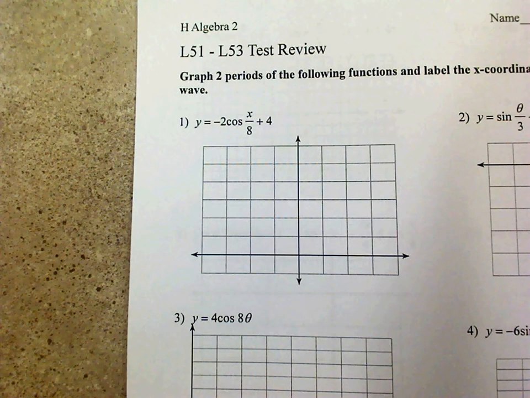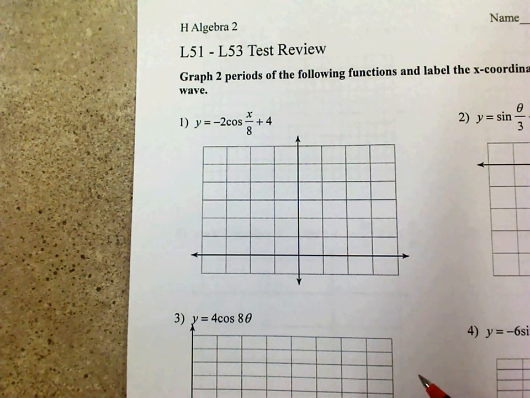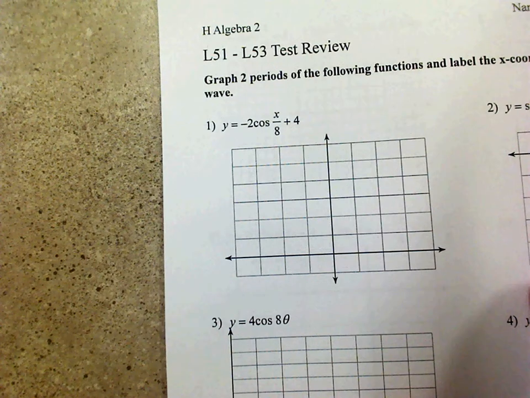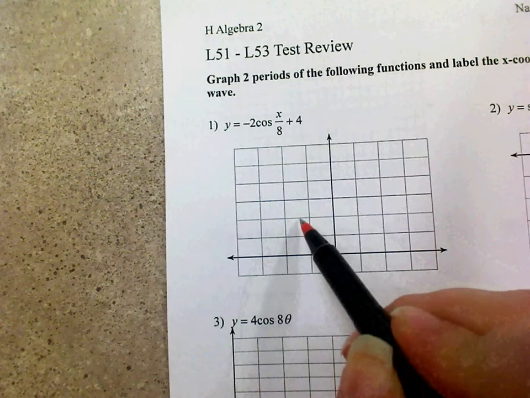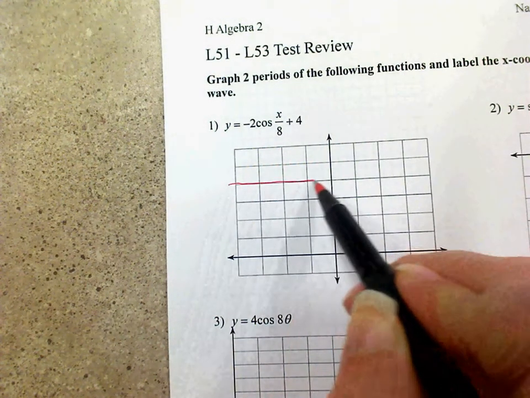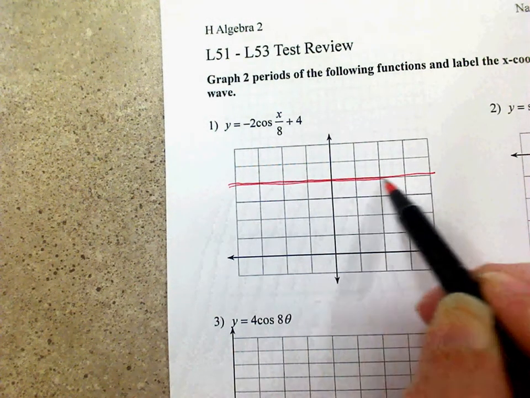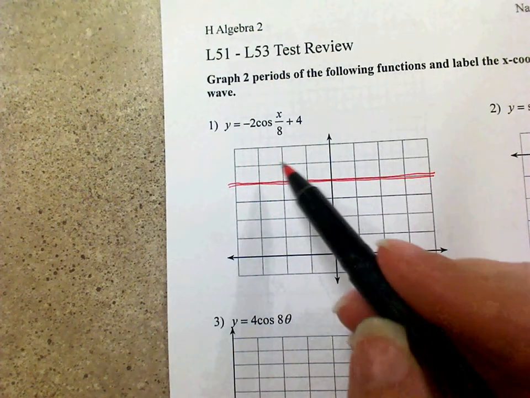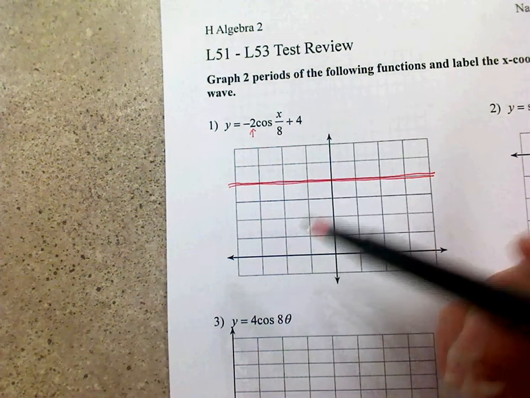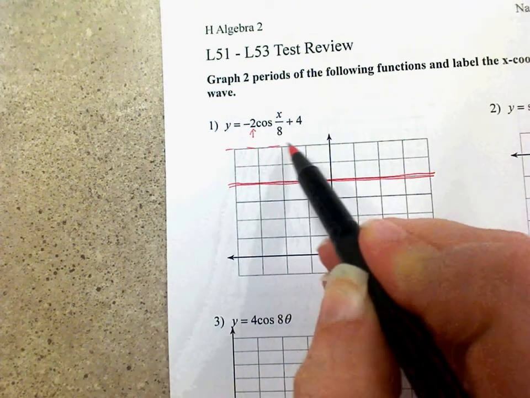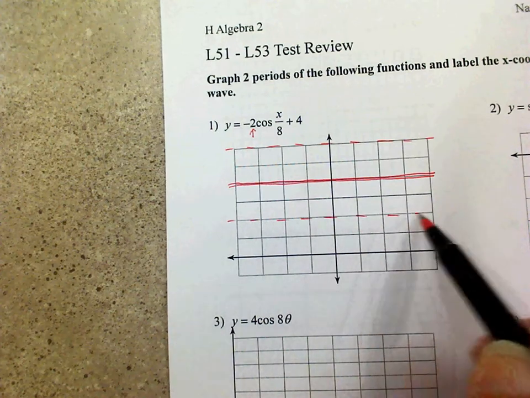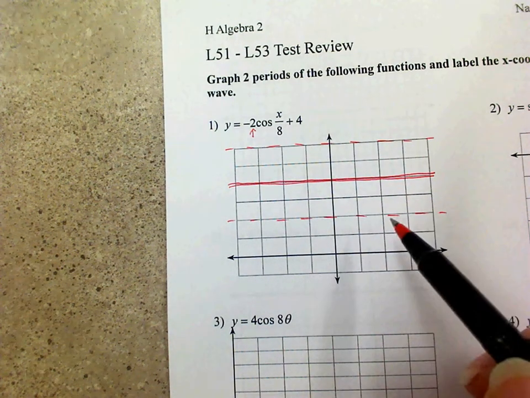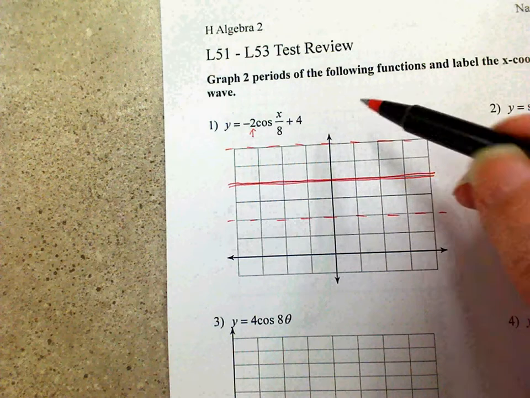Okay. All right, so on this first one, it says -2 cosine of x over 8 plus 4. So the first thing I always do is draw my vertical shift and my amplitude. I know that my vertical shift is up 4, so 1, 2, 3, 4. So I draw my midline. And then my amplitude is the 2, so I'm going to go 2 up from my midline and draw my amplitude line, and go down 2 from my midline and draw my amplitude line. So I've got my max and my min delineated, and then I need to find the period of the wave.